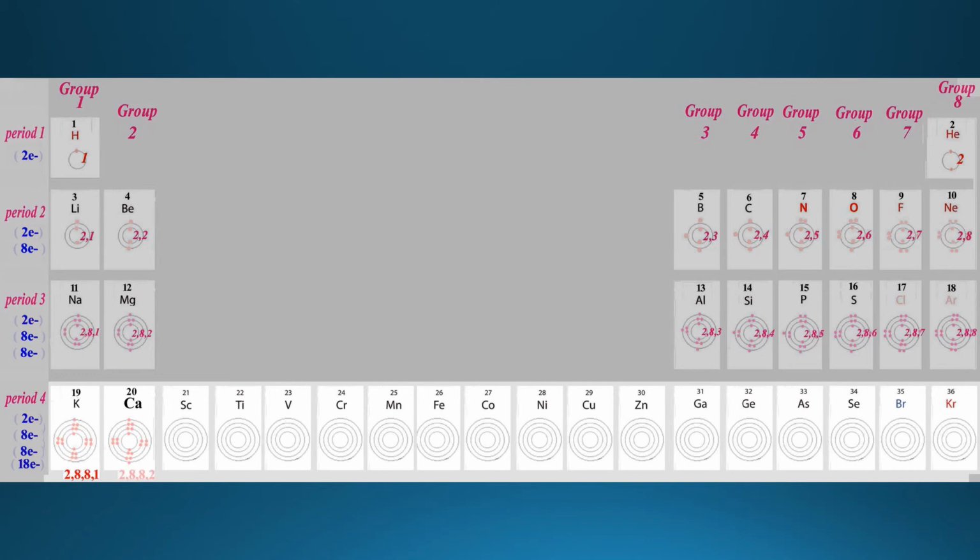Calcium, 20 electrons. How does it distribute? First shell, second shell, third shell, finally the last shell.